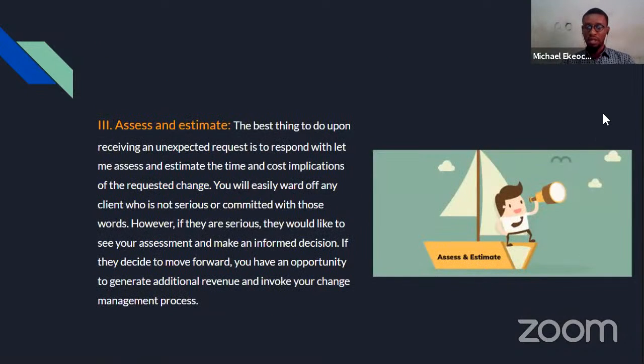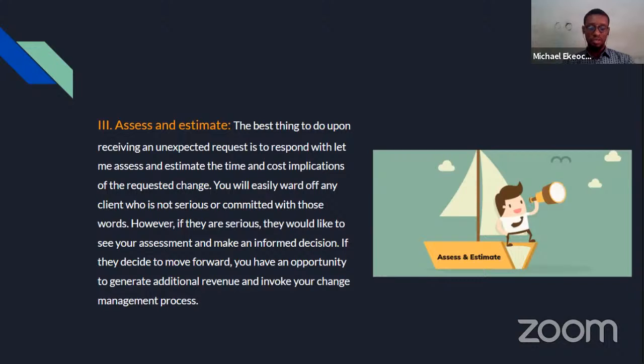Now, the next way you can manage scope creep is assess and estimate. So when a client comes up to you and says, I want this feature added, telling them no outrightly is not the best thing to do. Because as a project manager, some of these requests that they make might actually be useful to that project. The best response you can give to them at that point is, let me assess and estimate the time and cost implications of the requested change.